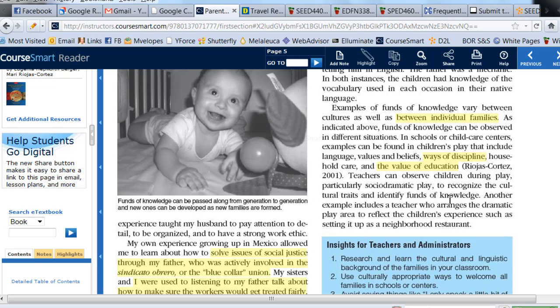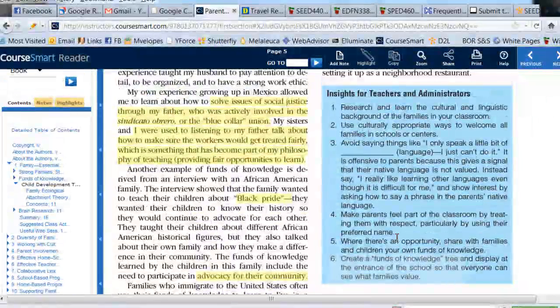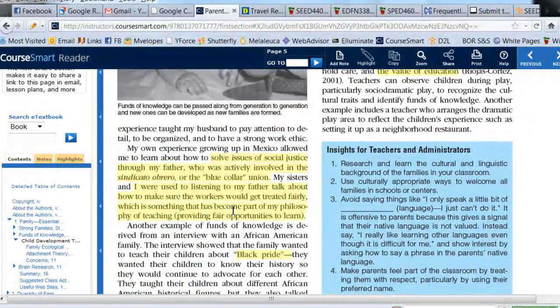Teachers can observe children during play, particularly social dramatic play, to recognize the cultural traits and identify the funds of knowledge. Another example includes a teacher who arranges the dramatic play area to reflect the children's experience, such as setting up a neighborhood restaurant for them. Okay, so that's it. She doesn't say anything about socioeconomic differences.